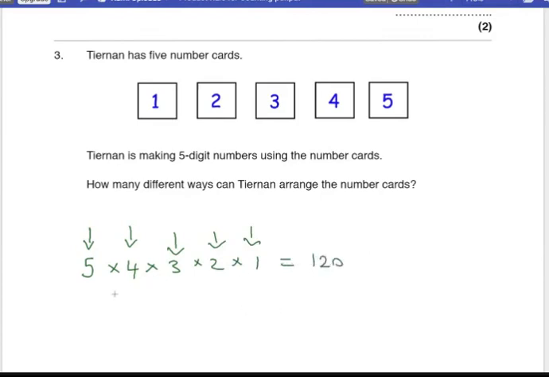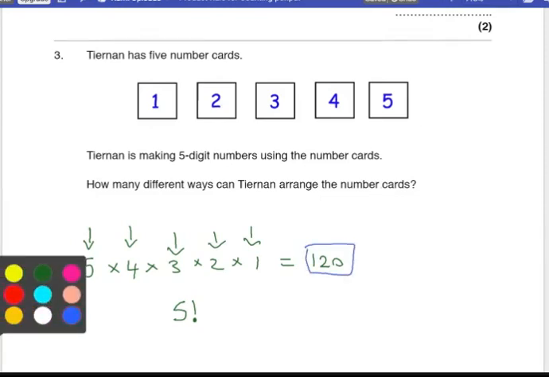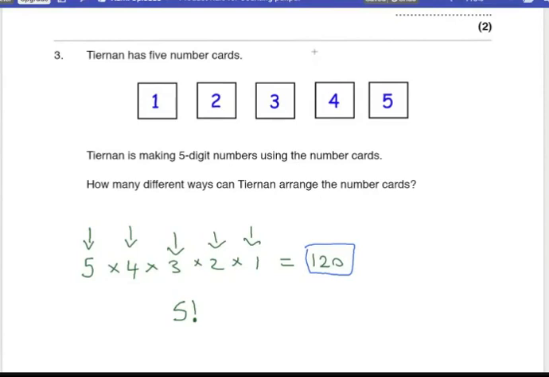Just as a side note, there is a shorthand way of writing this, and that's 5 factorial with an exclamation mark. It means 5 times 4 times 3 times 2 times 1. Our final answer is 120. And just as another side note, if you had something that resulted in 6 factorial, that would mean 6 times 5 times 4 times 3 times 2 times 1. And any other whole number greater than 0, factorial is everything multiplied down to 1.